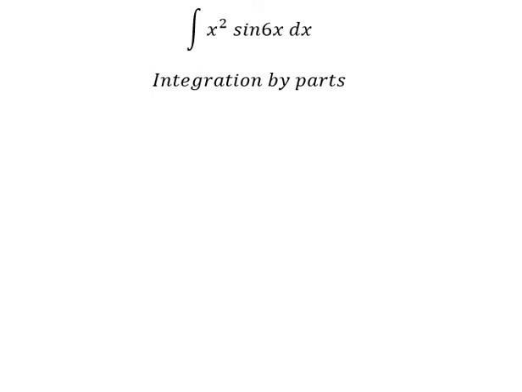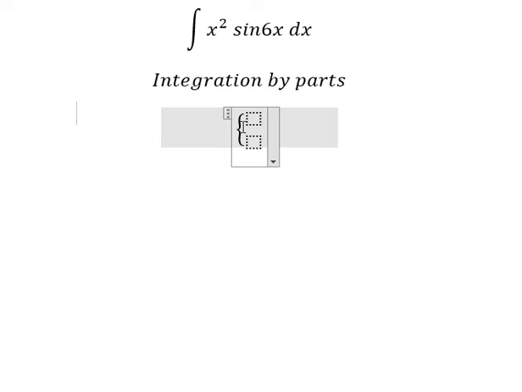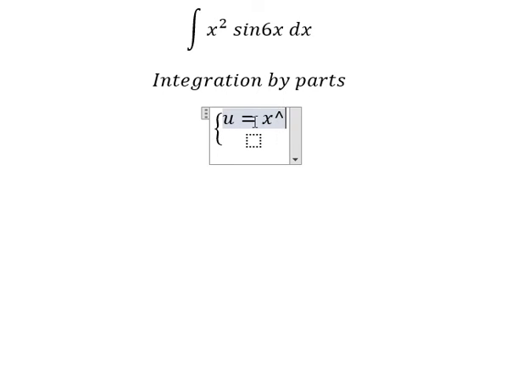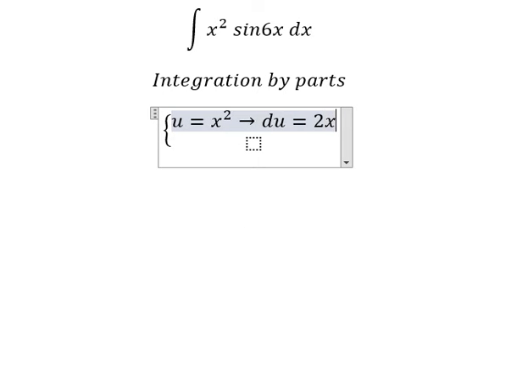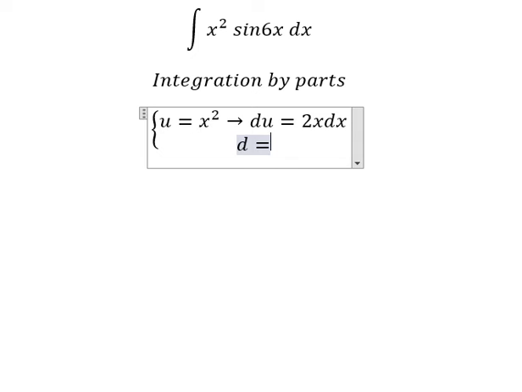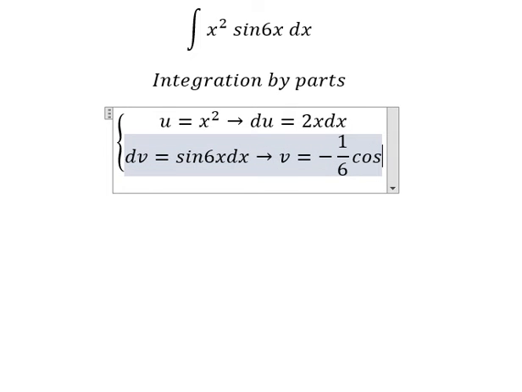So I will put u equals s squared. Later we need to take the first derivative of both sides, and we have du equals 2s ds. dv equals sin 6x ds. The integration of this one, we have v equals negative 1 over 6 cosine 6x.